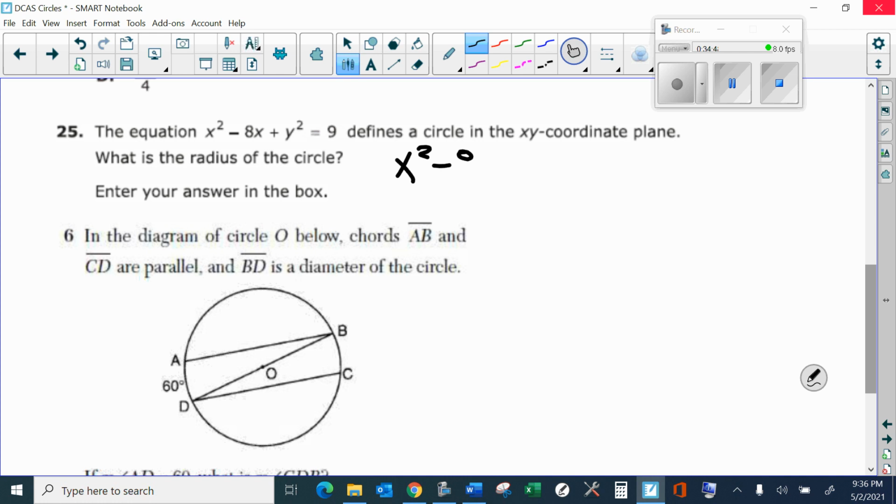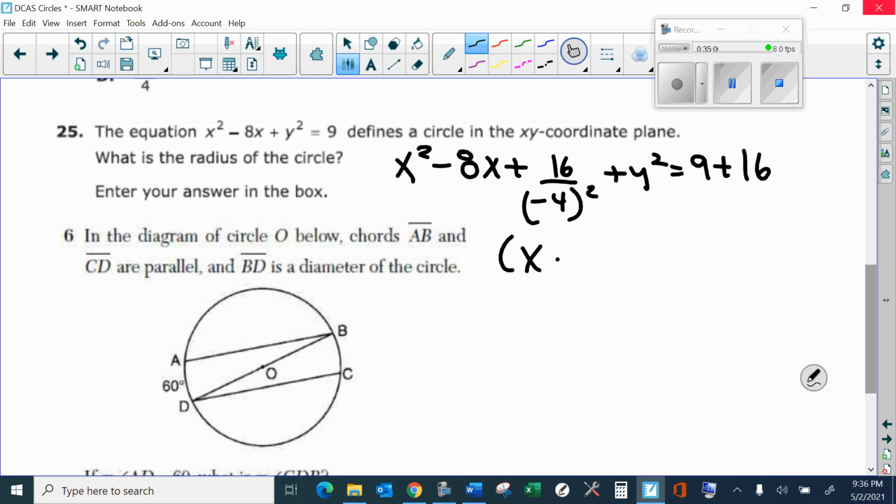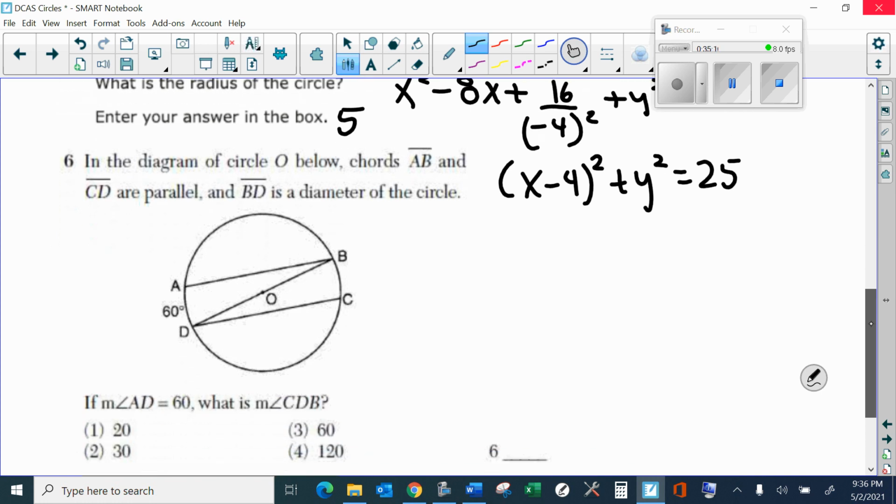I need to complete the square first. Plus blank, that's negative 4 squared is 16. Plus my y squared, there's no other y, so it's 9 plus 16. So it's x minus 4 quantity squared plus y squared equals 25. So the radius is 5. Okay, common error is to do the square root of 9. Don't do it.